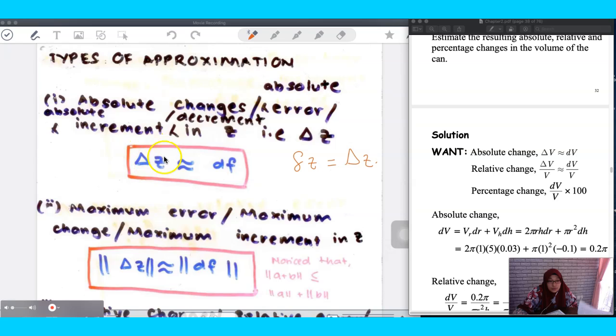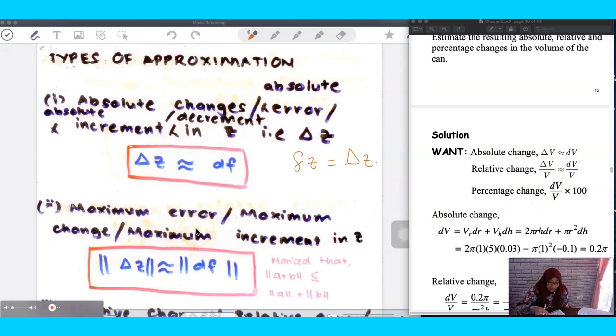Okay, so you want to evaluate the true change of z. You can approximate this true change by using the total differential, which is dz or df. So if the question is asking for absolute changes, the true changes, you can approximate that using the total differential, which is just dz or df. Okay. Another one, relative. I already introduced how you can obtain the relative and also percentage change.